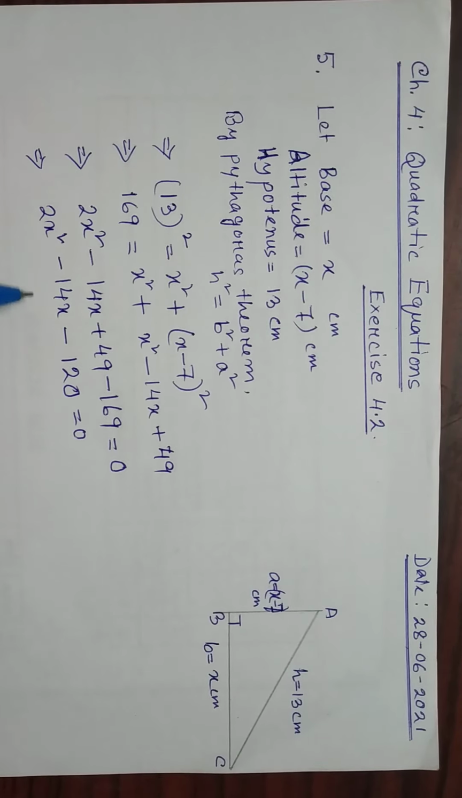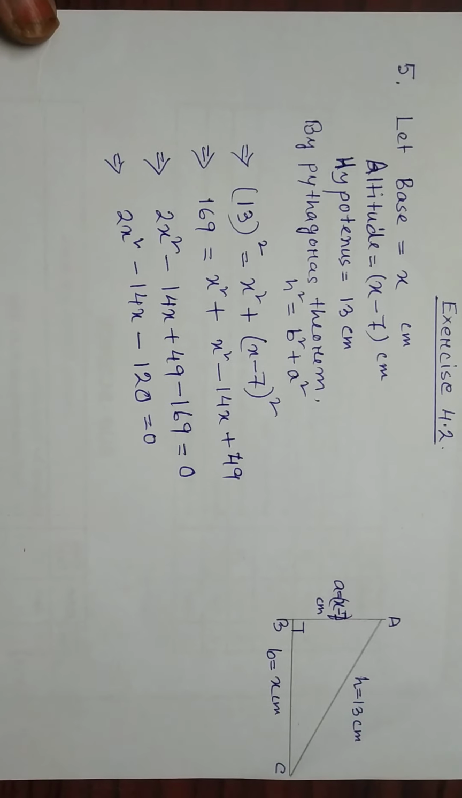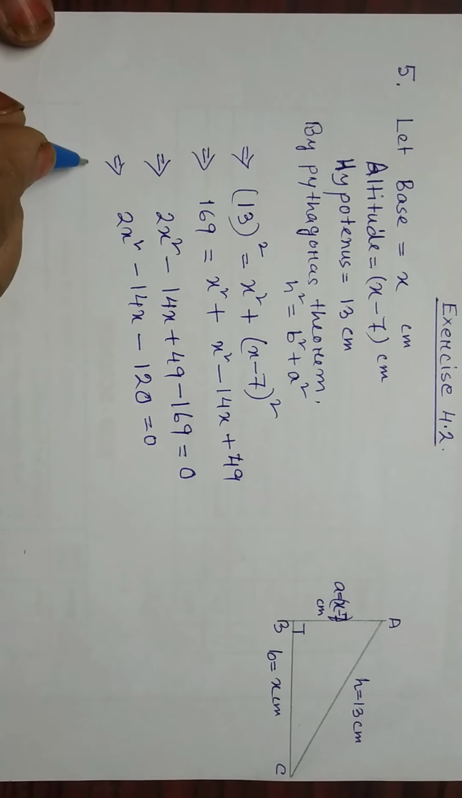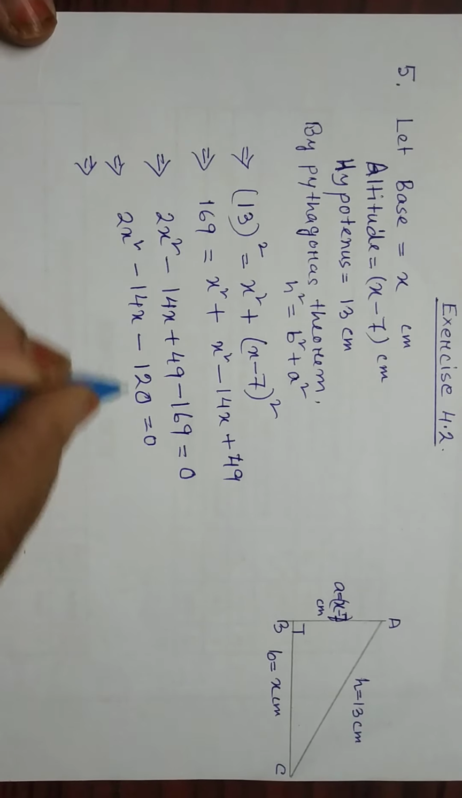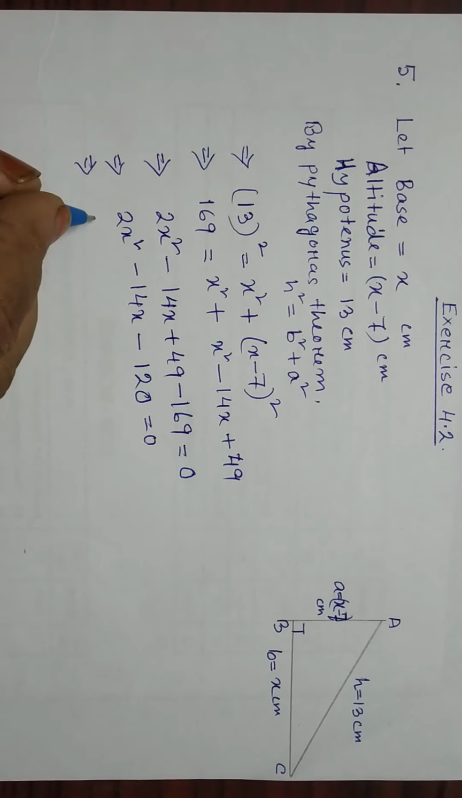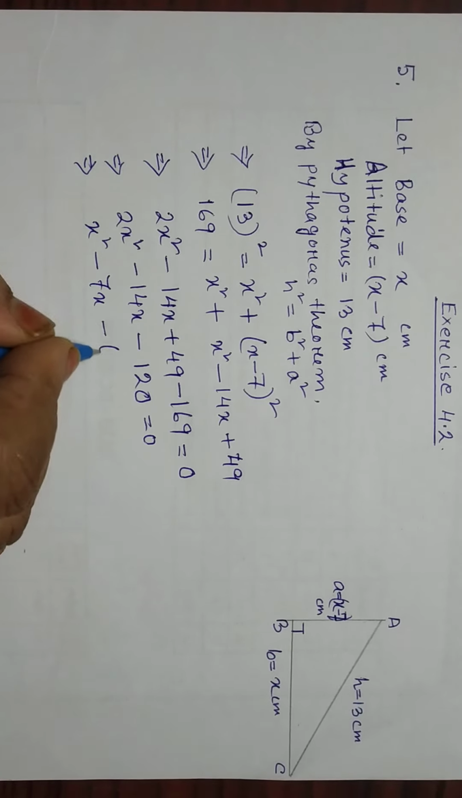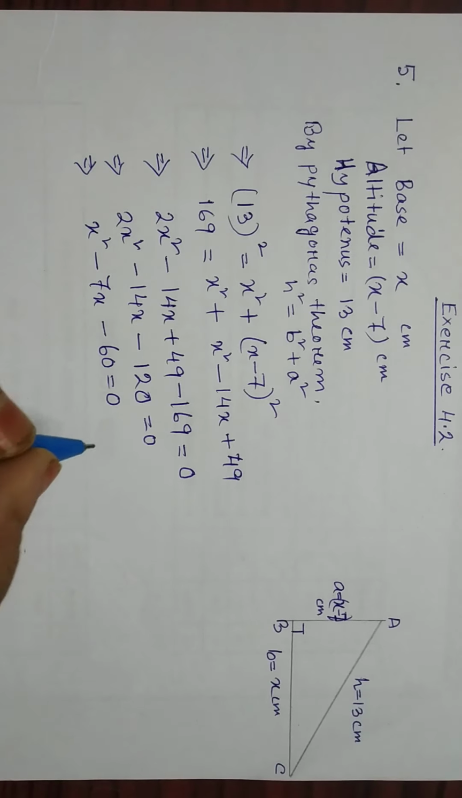Now it is a quadratic equation. We can solve this quadratic equation by the factorization method. Factorization means middle term splitting. And we can reduce this also because 2 is a common factor of each and every term. That's why if we divide by 2, then it will be x square minus 7x minus 60 equal to 0.